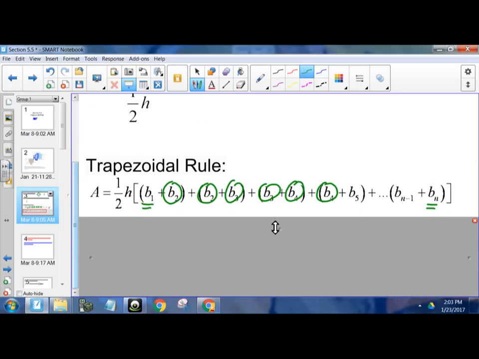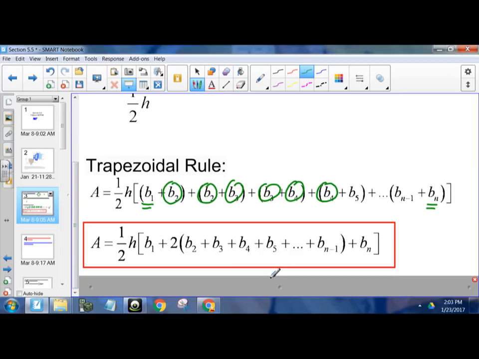So if you refine the formula a little more, it brings out the following: 1/2 times the height times B1 plus, you're going to double all bases up to the very end, but not including the very last base, Bn. Take a moment, write down that formula.